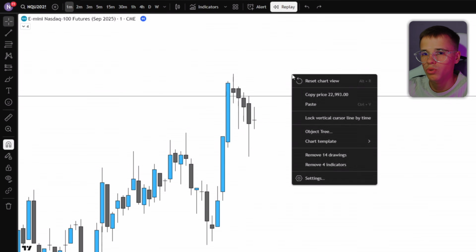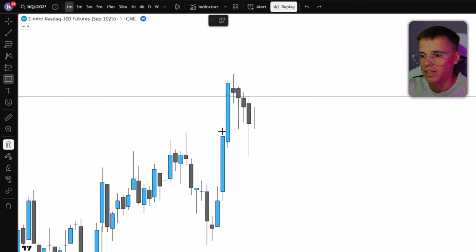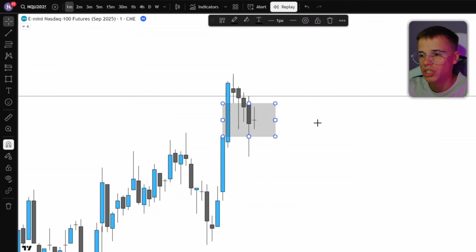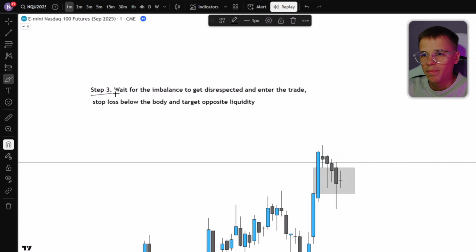So what we want to do is mark it, and basically in the last step we are just going to enter the market. And let's go to the last step. Step number 3 is wait for the imbalance to get disrespected and enter the trade. A stop loss below the body or above, and target opposite liquidity.